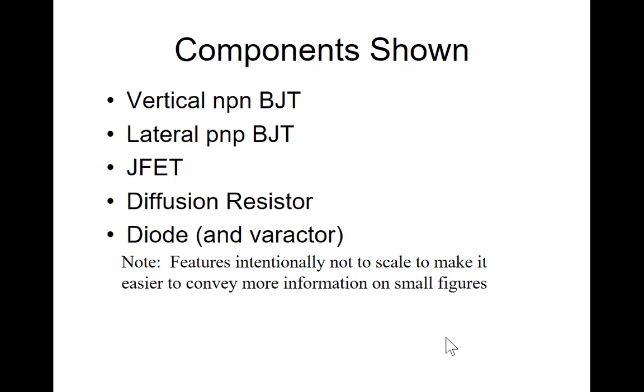We'll look at everything else that's come along for a ride. So we build this vertical NPN and when we get done, we say, oh, we've got a few other devices that are interesting. And those devices are a lateral PNP, a JFET, a diffused resistor, and a diode or a Schottky diode. I'm going to intentionally not make the features to scale, so that it's easier to depict where these different devices are.